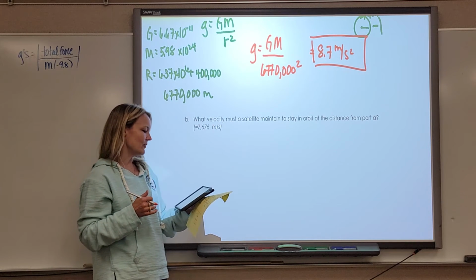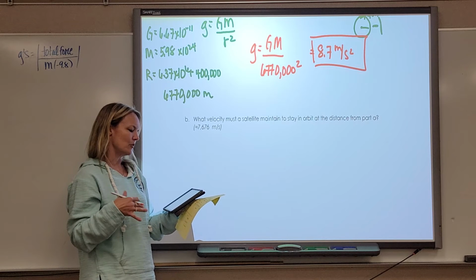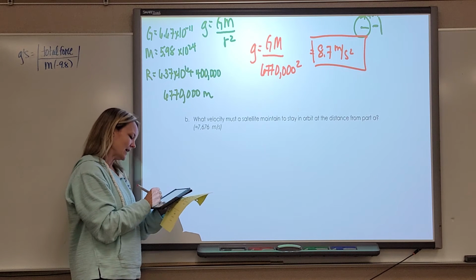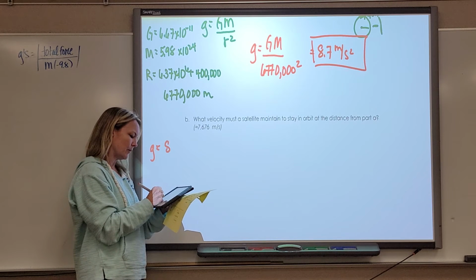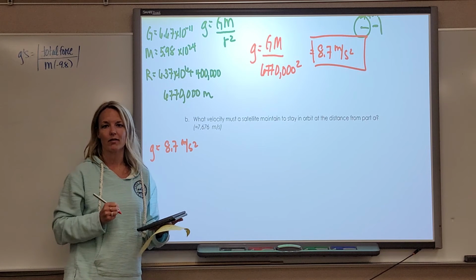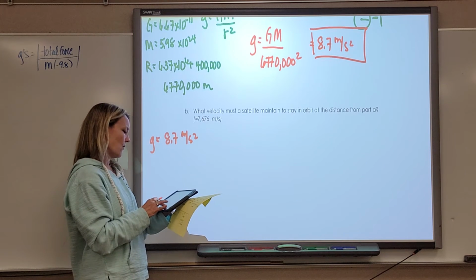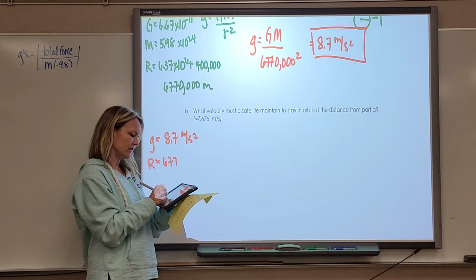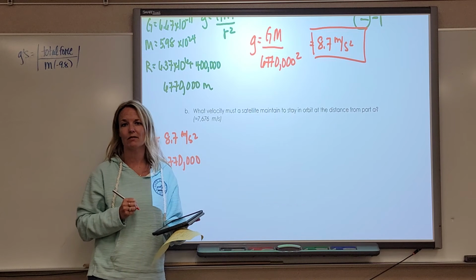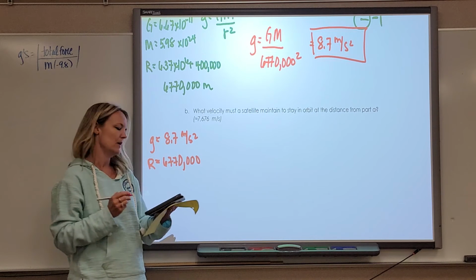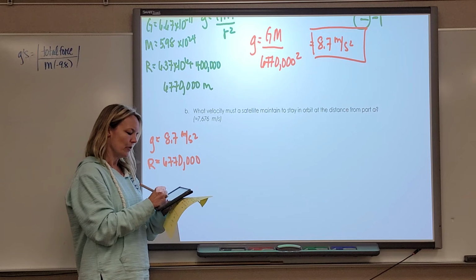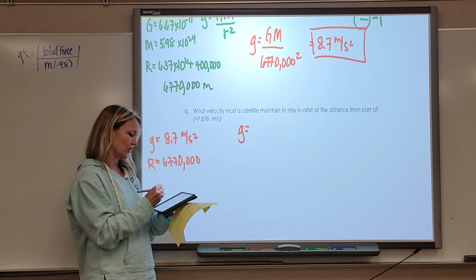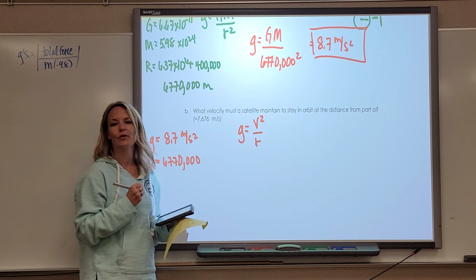From there, what velocity must a satellite maintain to stay in orbit at this distance from part A? All right, so part A, I just found my gravity already to be 8.7. I don't need to recalculate that. I also found that my R was 6,770,000. I don't need to recalculate that. It's the same R as the previous problem. I want to find the velocity. The only equation we have for velocity of an orbiting object in our current unit is g equals v squared over r.